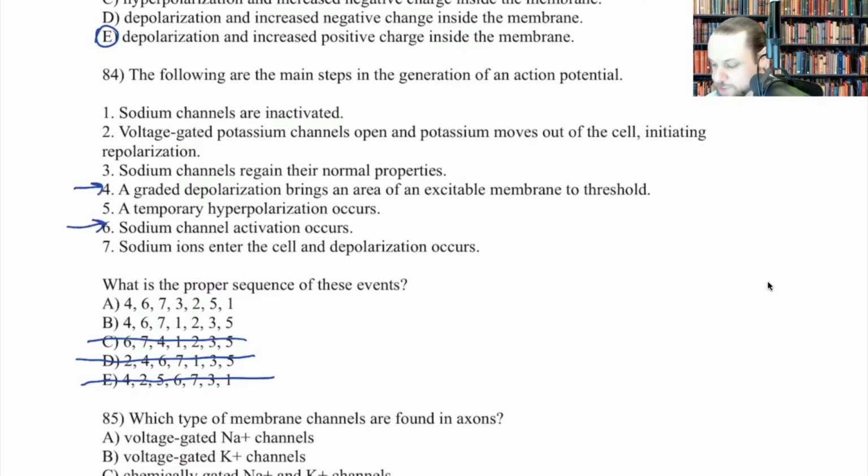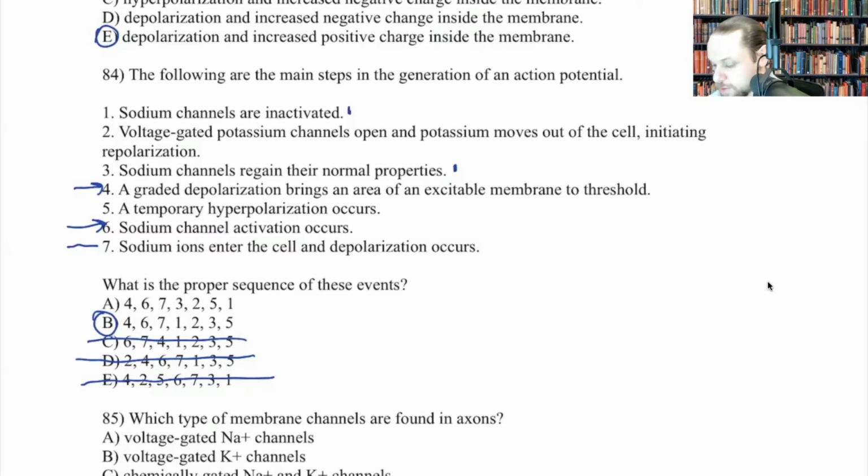Then we have number 7. Both of them have 7. 7 being sodium open, ions enter the cell, and depolarization occurs. So far, both A and B look good. Their main distinction is going to be between 1 and 3. What happens after sodium? 1, sodium channels become inactivated, or number 3, sodium channels regain their normal properties. For sodium channels to regain their normal properties, the cell must repolarize. That only occurs after potassium leaves. So 3 cannot be our choice. Based on that, the correct choice is B. That's how I would approach these types of questions. First, look, and then eliminate based on the information you're given. So for number 84, the choice is B.